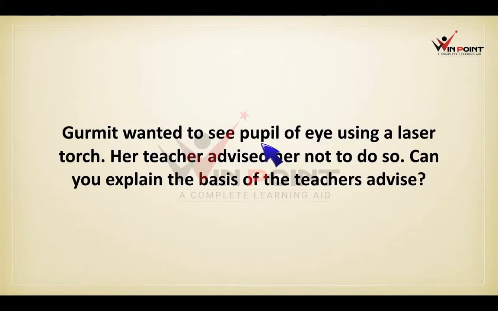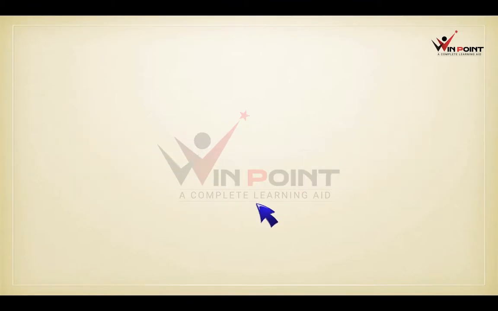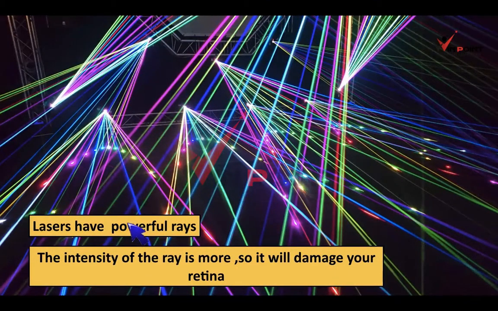Gurmeet wanted to see the pupil of the eye using a laser torch. Her teacher advised her not to do so. Can you explain the basis of the teacher's advice? Lasers have powerful rays. The intensity of the ray is more, so it will damage your retina.